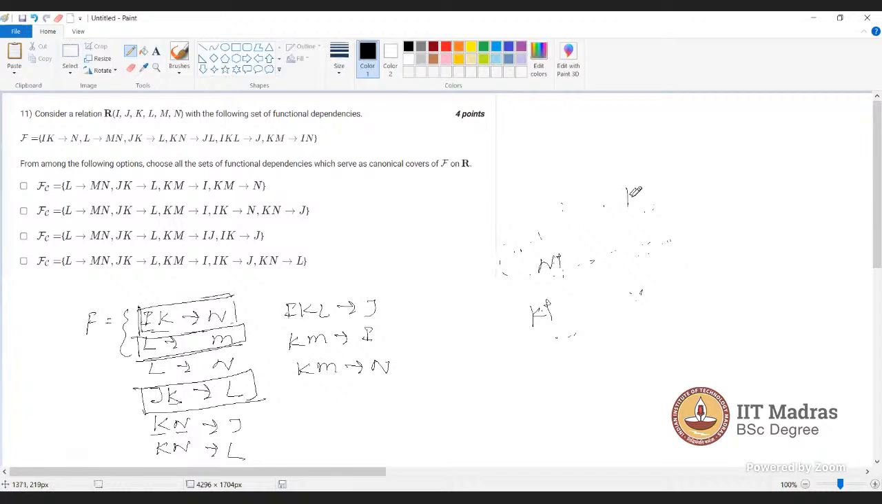So find whether this is a redundant functional dependency or not. So find K and L closure without the help of this functional dependency. K and L. So what will that be? Okay, K and L, right? Yes, MN, sir. So from L we can get MN. Sorry, N is already there. K, N, M, L.